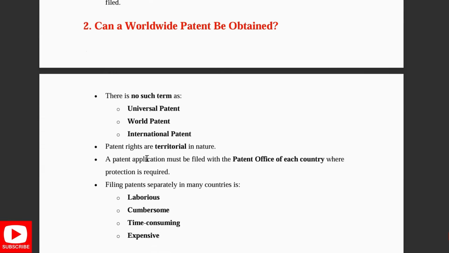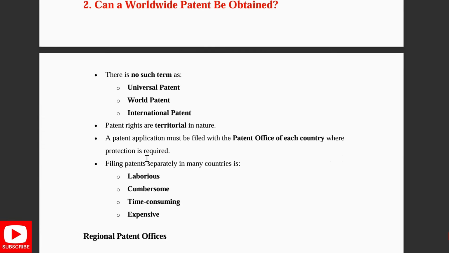Can a worldwide patent be obtained? No. There are no such terms as universal patent, world patent, or international patent. There is nothing like that. Patent rights are territorial in nature. That is, it must be filed with the patent office of each country where the protection is required. Filing separately in many countries is time consuming, expensive, and a waste.